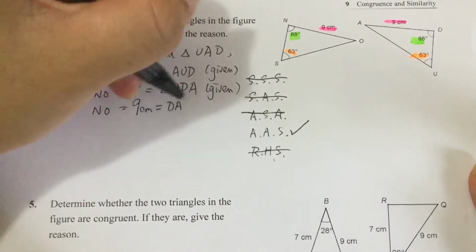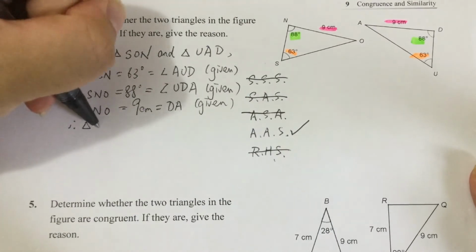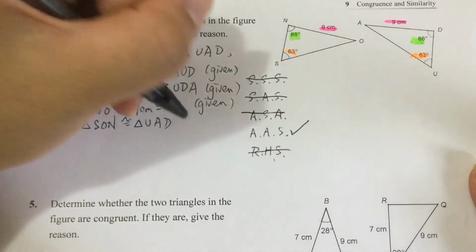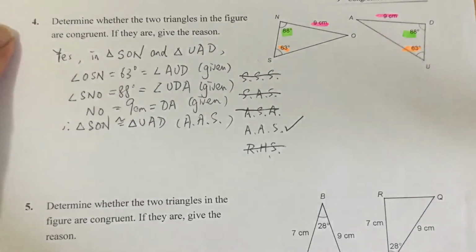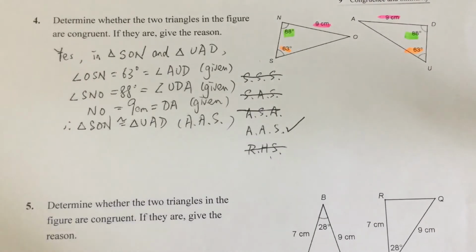Okay, given also. So we have these three reasons so that we can prove the congruent triangle SON is congruent to triangle UAD. This time it is AAS. Every time you must distinguish which reason you are going to use before you do this calculation. So every time I will erase all these possibilities so that only one will be an answer, so that you can do it easily.